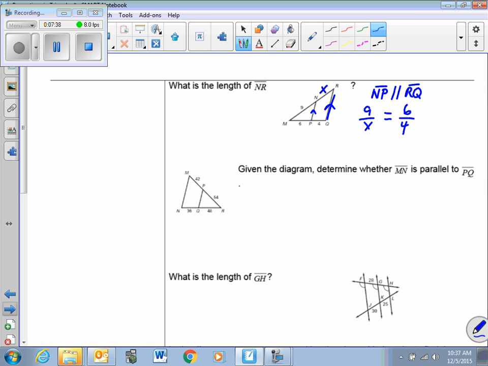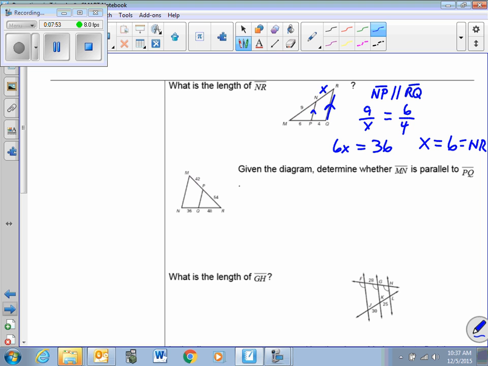And now I'm just going to take the cross product. 6x equals 36. So that tells me that NR equals 6. Okay? Alright, how about another one?